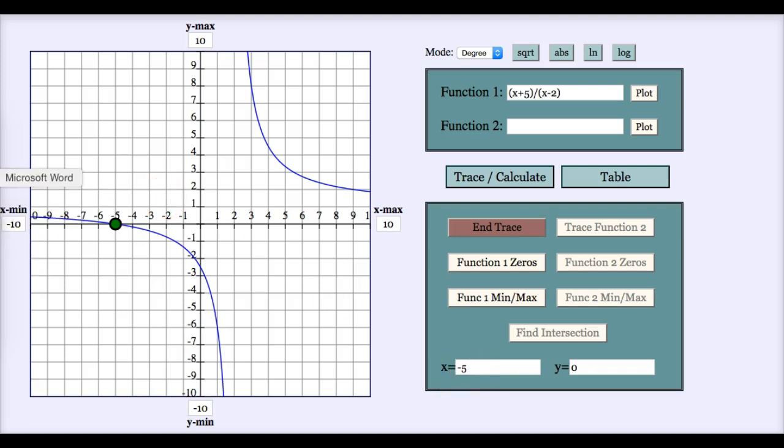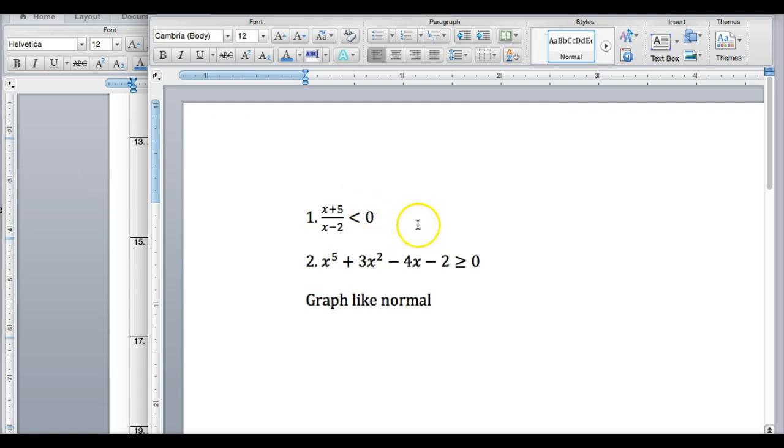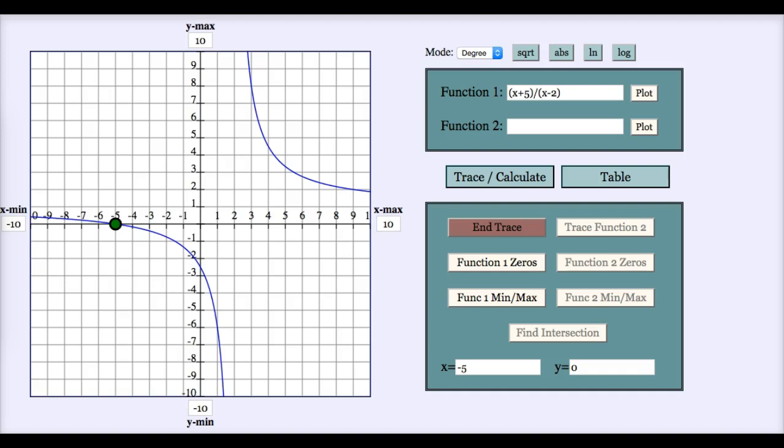So going back to that problem, if I'm putting this into interval notation, I'm going to start at -5. And because there's a less than sign, not less than or equal to, -5 is going to get parentheses, not brackets.